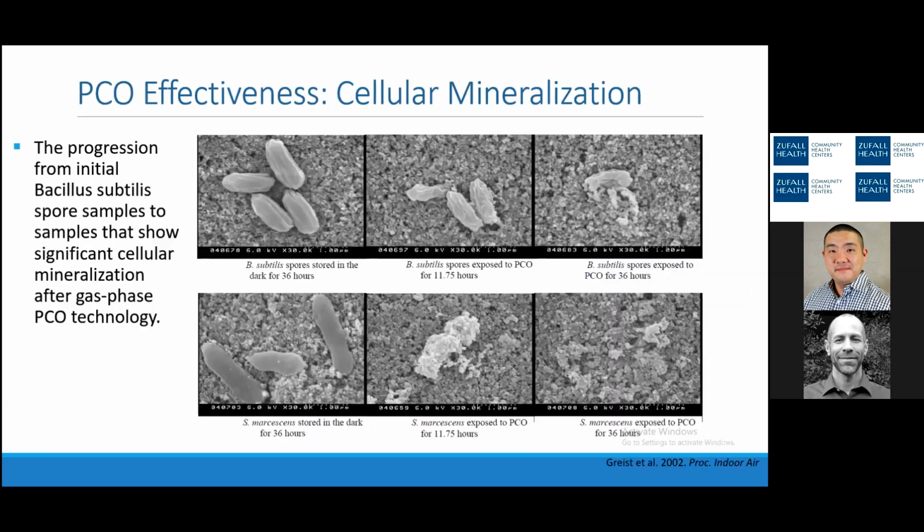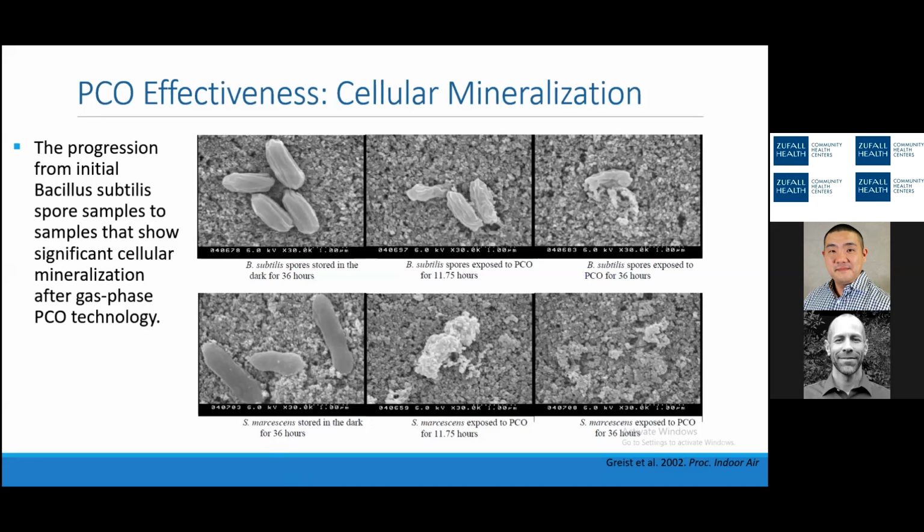If we want to look at how the morphology changes with time under the presence of photocatalytic oxidation, we can see that within 12 hours, the morphology of different, these are mold spores, but it also works for pathogens and viruses as well. You can see the actual morphology, the structure itself has been broken down, essentially mineralized into carbon dioxide and water.